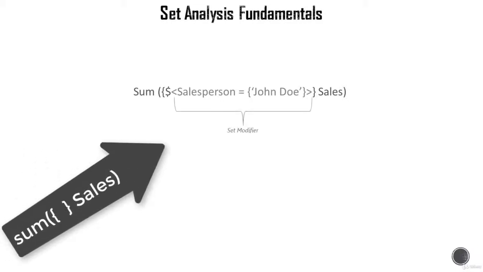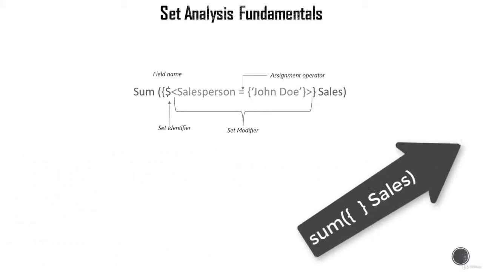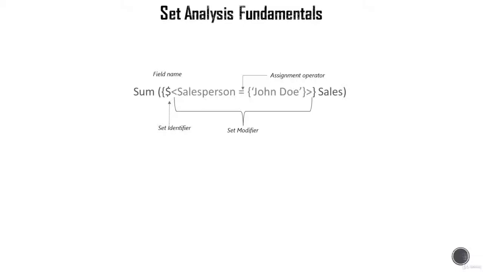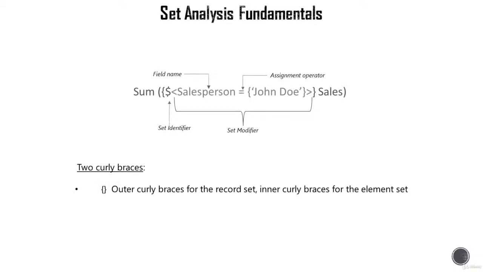Set analysis syntax starts and ends with curly braces. As you see within sum, you have curly braces on the left and curly braces on the right. The outer curly braces are for the record set. Now within the set analysis, we have an identifier, which is $, which means default selections or default state. And then we have angle brackets, the left and right angle bracket, that indicate the beginning and end of a modifier. Within the modifier, there's always an equal sign. To the left of the equal sign is a field name. It has to be a field name, always. And on the right side of the equal sign are the values that you're filtering on.